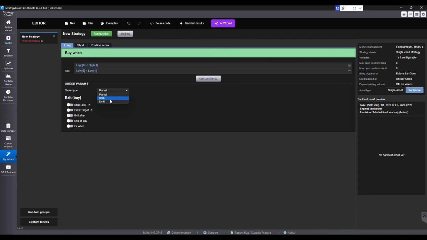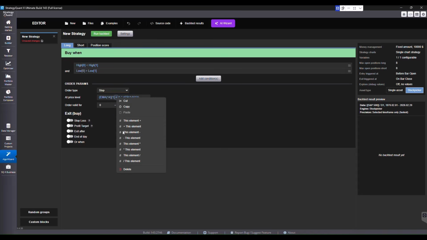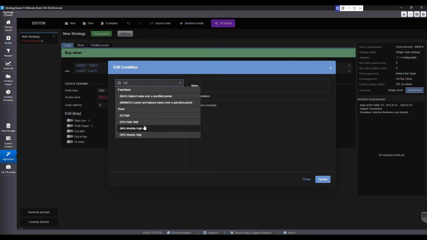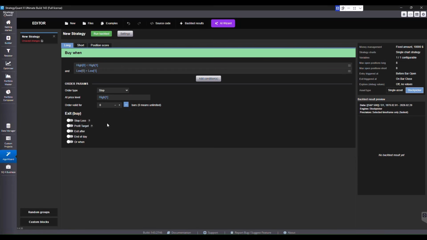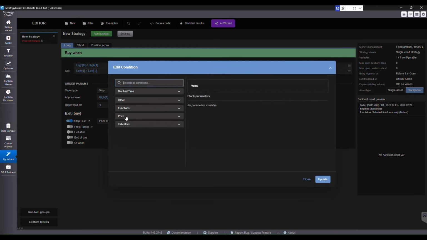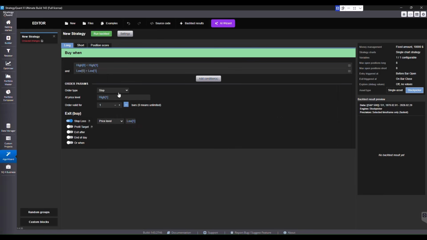Once this pattern is identified, we place a long stop order at the high of the mother bar. The order will remain valid for 1 bar, meaning it expires if the breakout does not occur during the next trading session. Our initial protective stop loss will be placed at the low of the mother bar. We are essentially saying, if the market proves me right by breaking upward, get me in. If it reverses and breaks the low, get me out immediately.